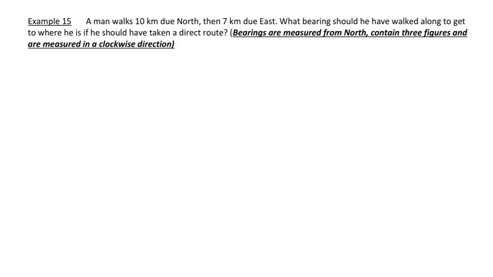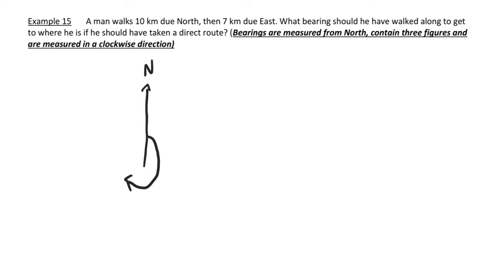Example 15, a man walks 10 kilometres due north, then 7 kilometres due east. What bearing should he walk along to get to where he is if he should have taken a direct route? Now this mentions bearings, and bearings are always measured from a north line. They're measured in a clockwise direction, and they must have 3 figures.